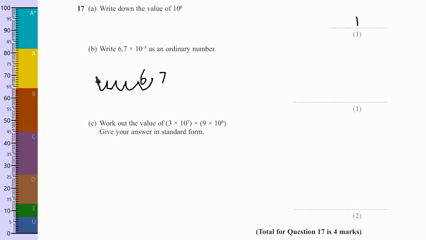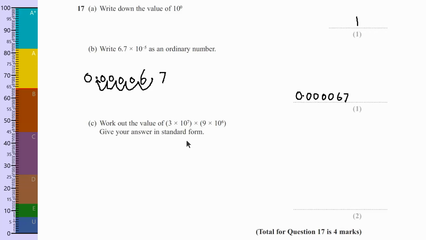Now, we don't ever start a decimal point without putting a 0 in front of it, and any jump that we've done we need to fill in a 0, so we've got 4 zeros we're filling in there. So the number will be 0.000067. Okay, so 4 zeros between the decimal point and the 6, and that's worth 1 mark.